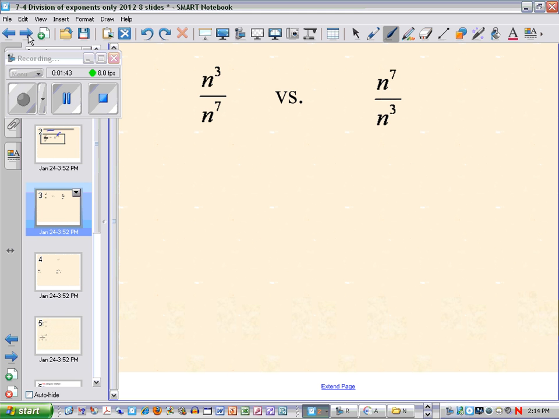So first one, we're going to keep the same base, subtract the exponents. 3 minus 7, negative 4. But of course, we can't leave negative exponents in the answer. So that's 1 over n to the 4th. The reason why this works, here's the derivation of the rule.